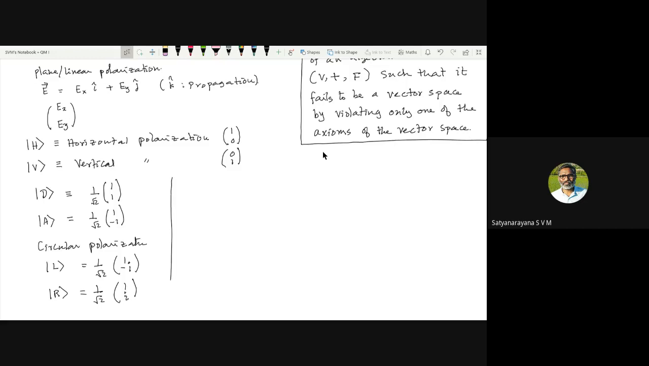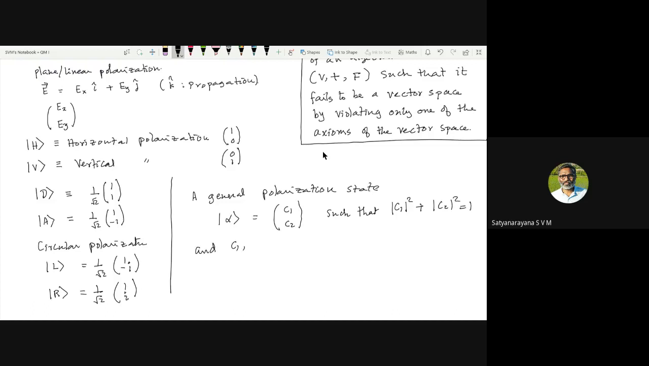So you can see that in general, a general polarization state, suppose I call that alpha, will be equal to (C1, C2), such that this is normalized: C1 squared plus C2 squared is equal to 1, and C1, C2 are complex numbers.